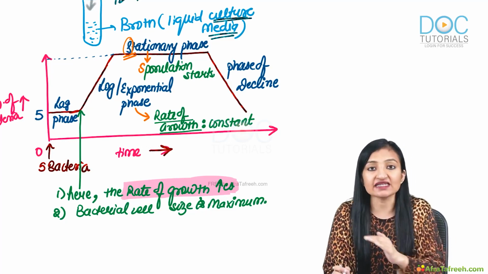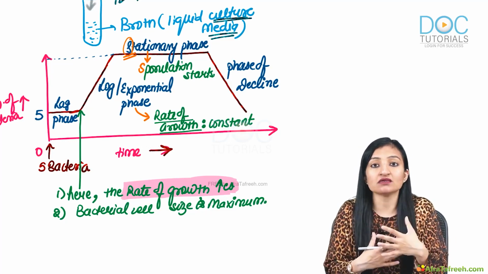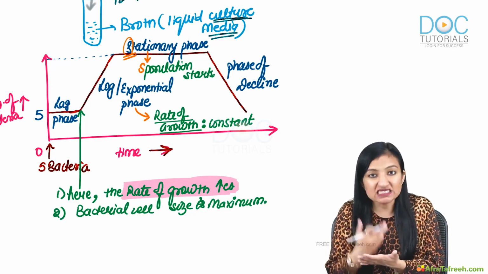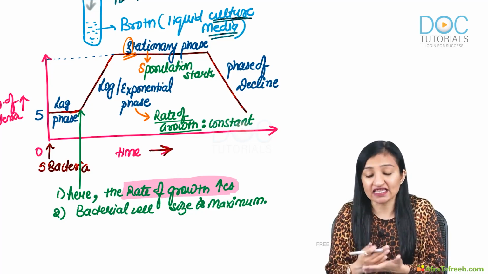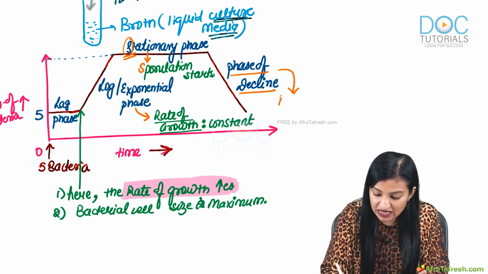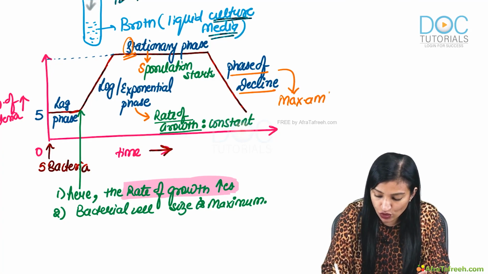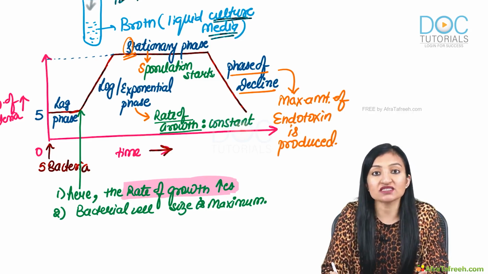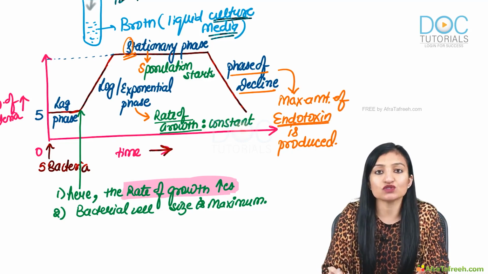Now, in this entire curve, when do you expect the maximum amount of endotoxin to be produced? When the maximum number of cells are dying, and that is happening, guys, in the phase of decline. So, in the phase of decline, the maximum amount of endotoxin or LPS is produced.